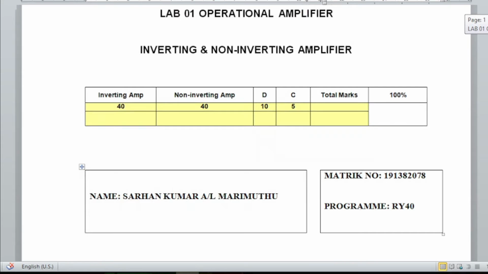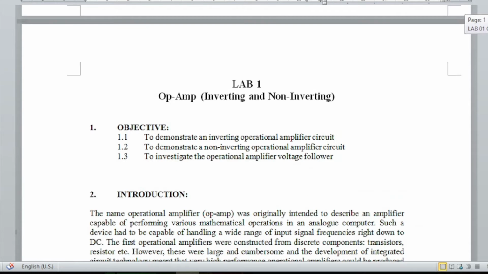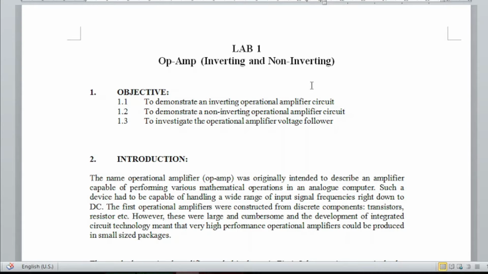Today I'm going to give an explanation on Lab 1, operational amplifier, inverting and non-inverting amplifier, for the subject Electronic Analog Circuit. The objective is to demonstrate an inverting operational amplifier circuit, to demonstrate a non-inverting operational amplifier circuit, and to investigate the operational amplifier voltage follower.